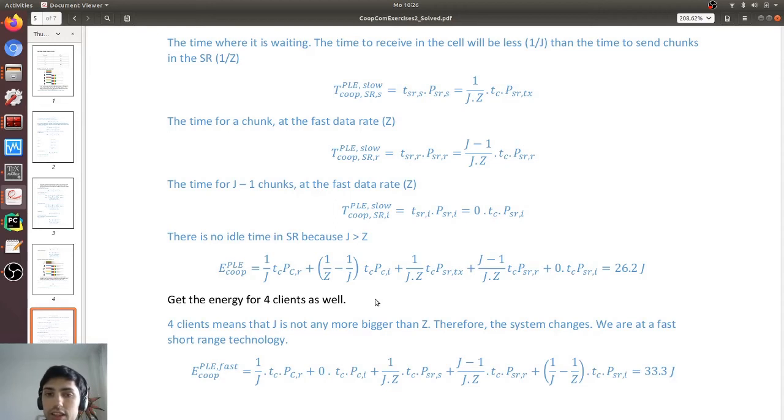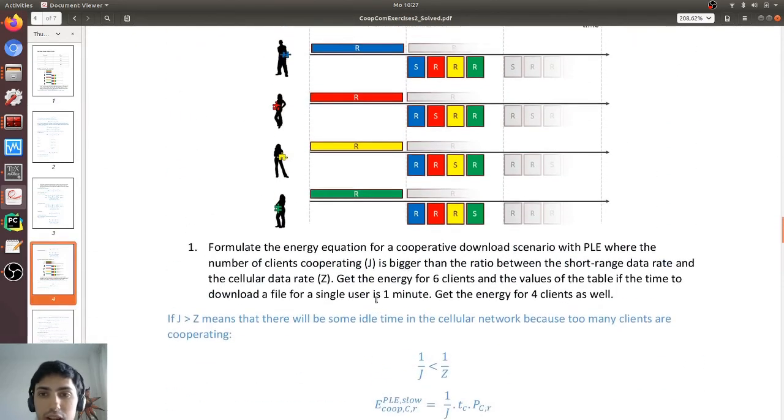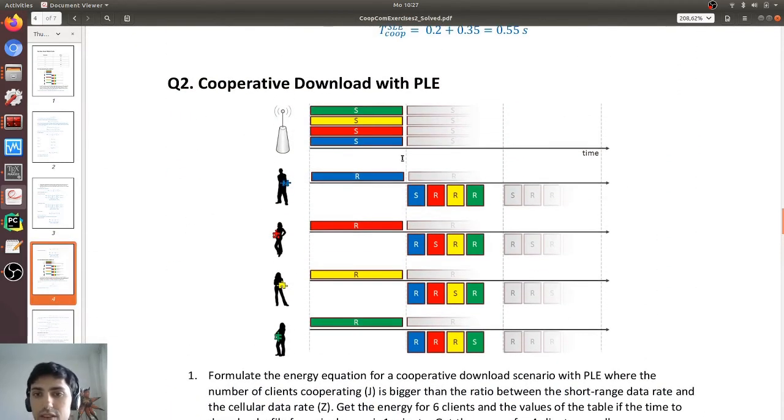Because 1 divided by J is the time it takes from the cellular, and 1 divided by Z is the time it takes for this chunk to be disseminated to the rest of the users. So we subtract 1 divided by J minus 1 divided by Z. If I had a board here, it would be way easier to explain, but as you can see in the picture, this is the example that we have, where we have a fast short-range communication, because we have 4 clients and it looks like we can fit 5.